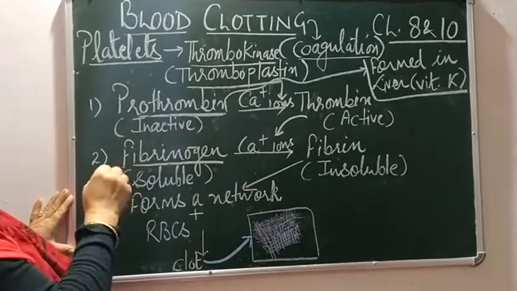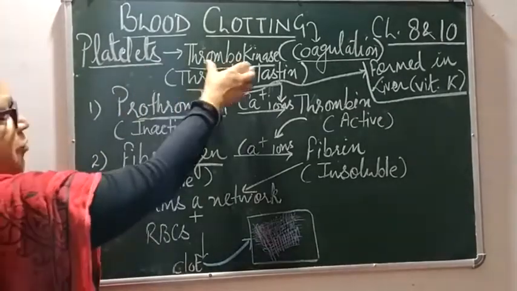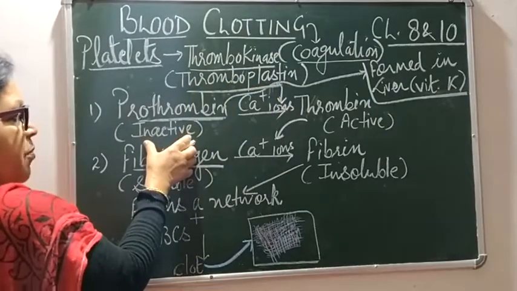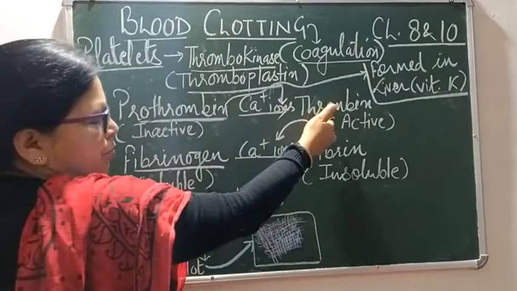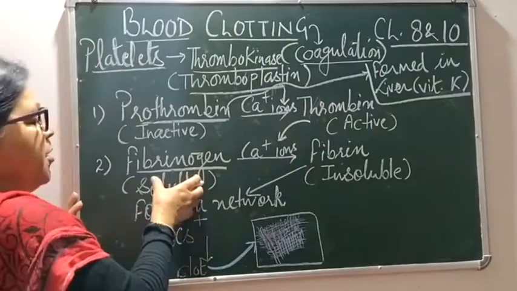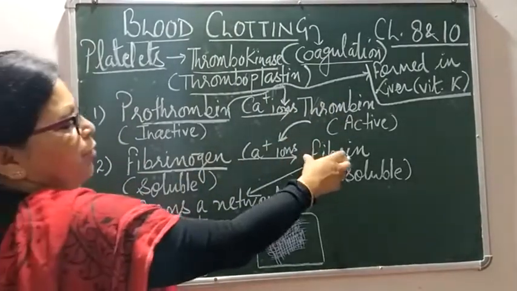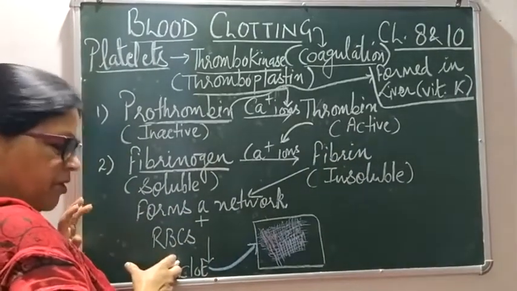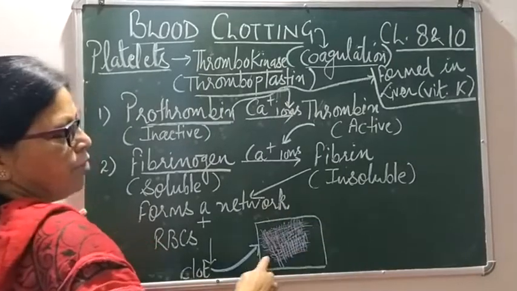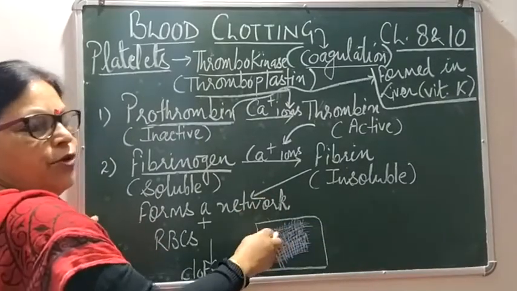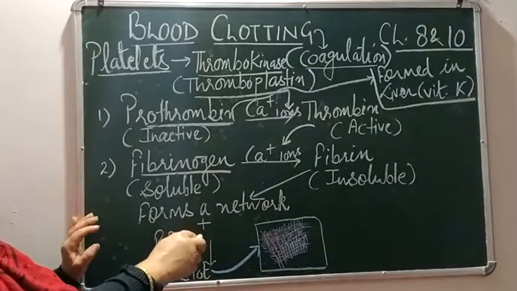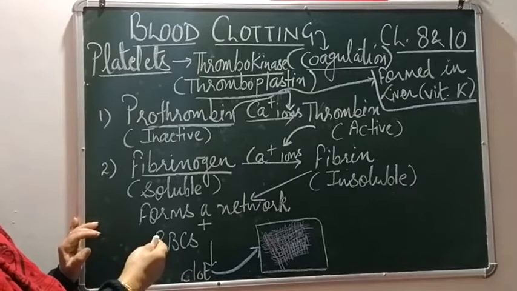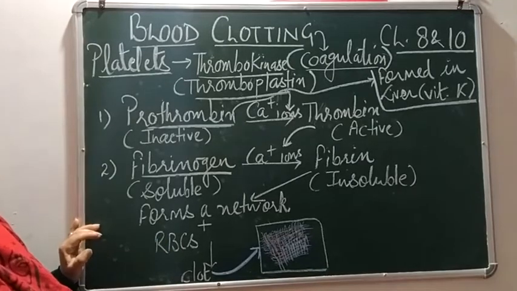Alright, and this is a very important process. Starting from thrombokinase, thromboplastin will help prothrombin convert into thrombin. Then thrombin will help the conversion of fibrinogen into fibrin. Fibrin will form a network along with RBCs, and in this way a clot will be formed, and this clot will stop or prevent further flow of blood. In this way the blood will not be lost from the injured part of a person.